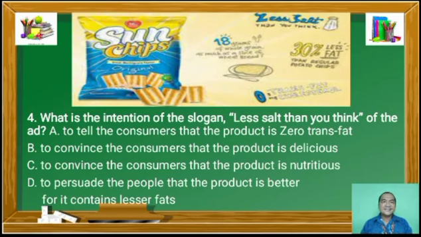Letter C, to convince the consumers that the product is nutritious. Or letter D, to persuade the people that the product is better for it contains lesser fats. Alright, what is your answer? If your answer is letter C, again, you're correct. Now, did everybody get a perfect score? If not, don't worry, because you will be learning more as you go along in this lesson.